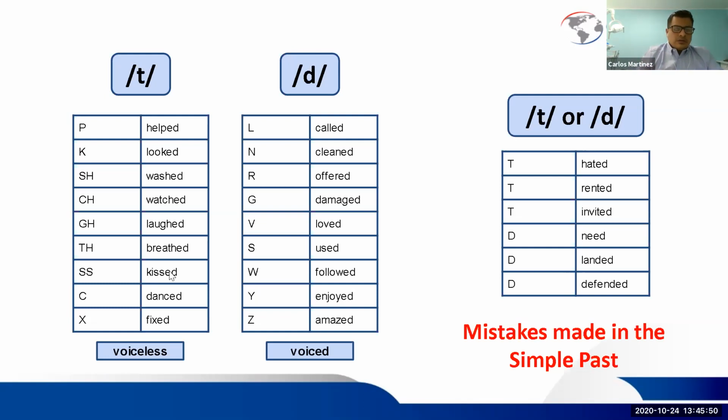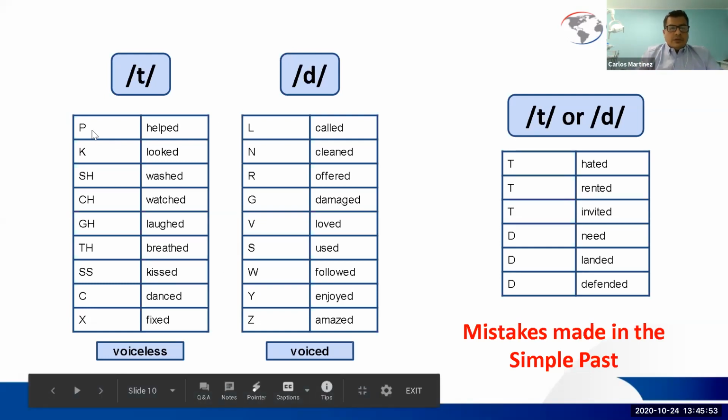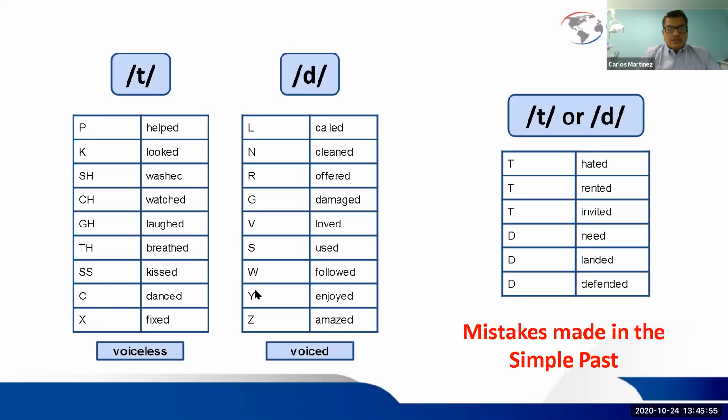So in either voiceless or voiced, when they finish in these letters, we're not going to add one more syllable. But if the word finishes in the T sound or D sound, like hate, T sound, now we're going to add the ED: hated. Two syllables now, hate, hated. For example, rent. Now we're going to say rented. One syllable, rent, in the present; in the past, rented.